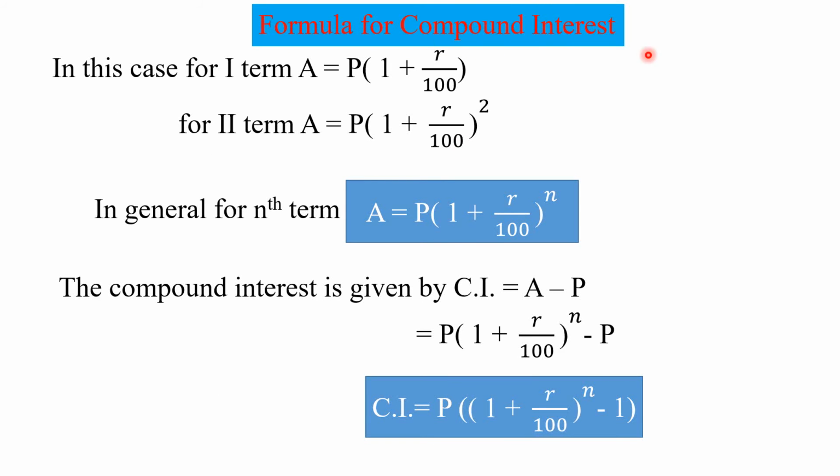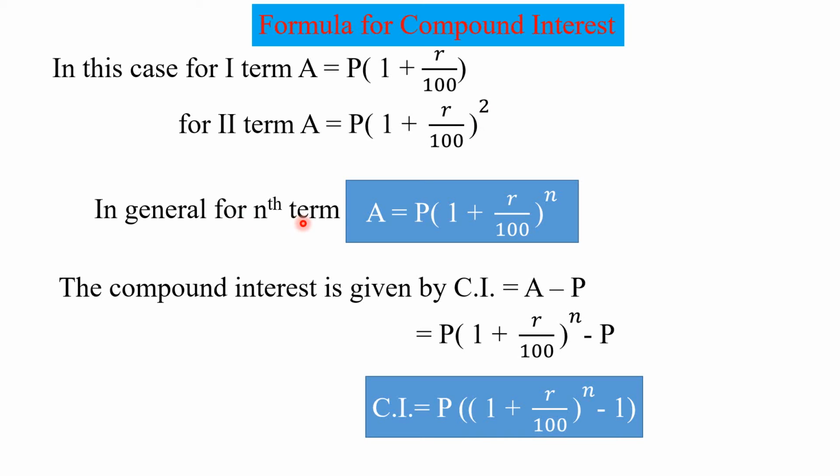Formula for compound interest. For the first term, A = P(1 + R divided by 100). This is the formula of simple interest used for the first term. For the second term, the amount A = P(1 + R divided by 100) raised to 2. We have to calculate for the second term. So we have amount A = P(1 + R divided by 100) raised to 2.